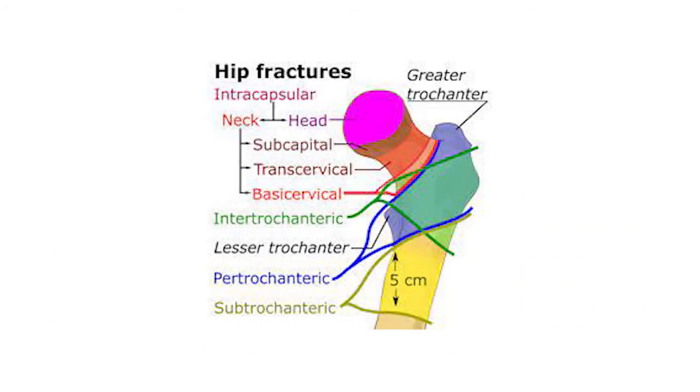Dear students, here is the image showing the anatomy of the neck of the femur, hip fractures, intracapsular neck and head fracture. Color shade is given differently: subcapital, transcervical and basicervical, intertrochanteric, lesser trochanteric, pertrochanteric, subtrochanteric. There is a 5 cm distance between the pertrochanteric and subtrochanteric fractures of the neck of the femur. Greater trochanteric fracture. Here all types of the fractures are seen in this color shaded image of the femur.